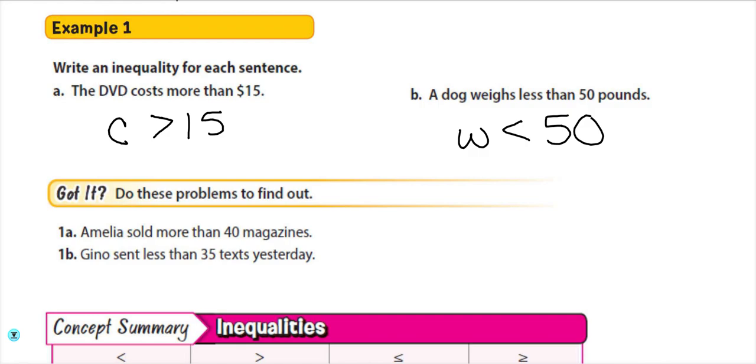So go ahead and pause it. And let's take a look. So we have 1A, Amelia sold more than 40 magazines. So she sold more than, so greater than, and then 40. Part B, Gino sent less than 35 texts yesterday. So he sent less than 35.